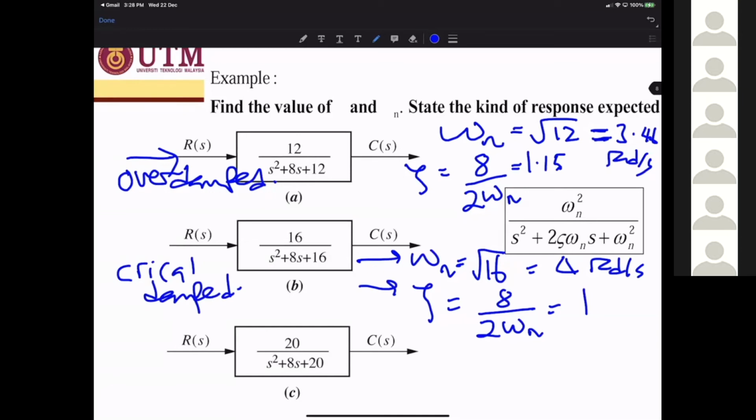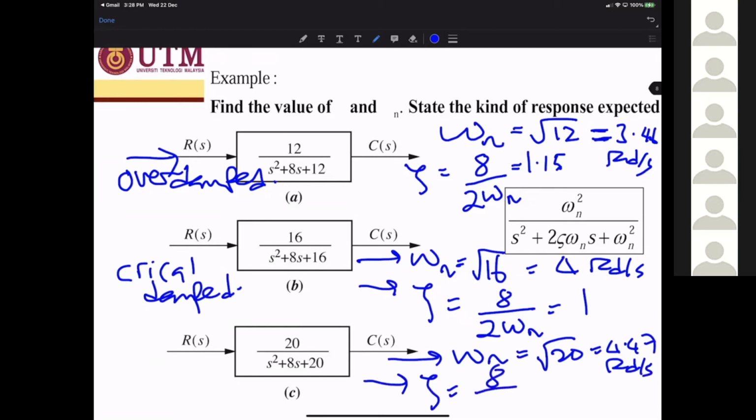Nur Najwa? Yes, Doctor. Omega n? 4.47 radian per second. Zeta? 0.89. Category? Under damped. Pandai lah. Dah boleh buat assignment. Dah siap? Belum.